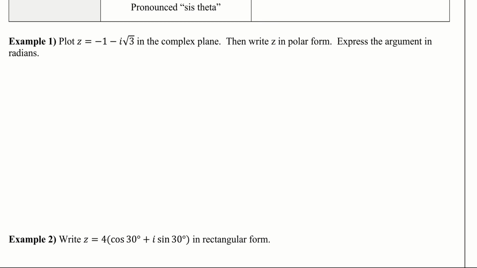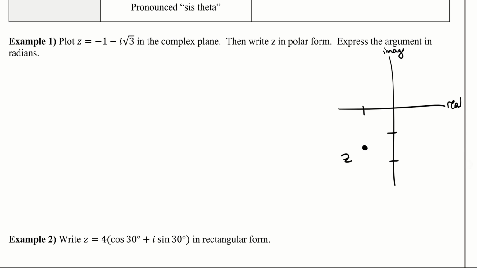We're going to write it in its polar form, and we're going to express its argument in radians. Okay, so I'm going to remember that the horizontal is the real axis, the vertical is the imaginary axis. So I'm going to do -1 minus i root 3. Well, root 3 is like 1.7-ish, so I'm thinking like here-ish. There's where I think z is.